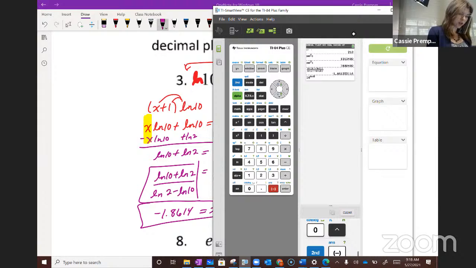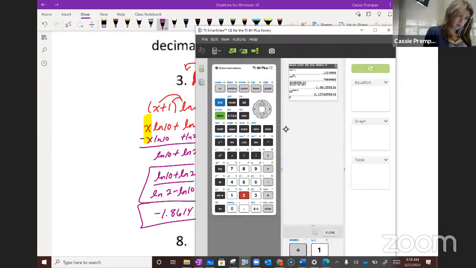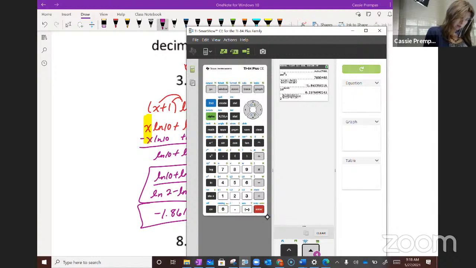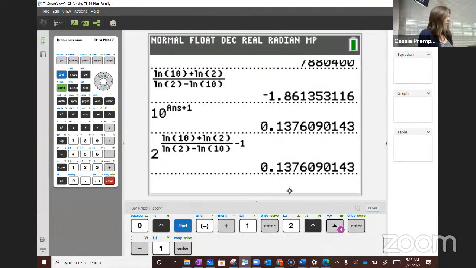So I could say, what is 10 raised to that answer plus 1? And that would be 0.1376. And I want to make sure that that's the same as 2 raised to the, if I want that answer back, I can just scroll up and say, hey, take that logarithm answer and subtract 1 from it. And that answer is equivalent to both sides of the equation, 0.1376, 0.1376. So I know, great, I did that work right.